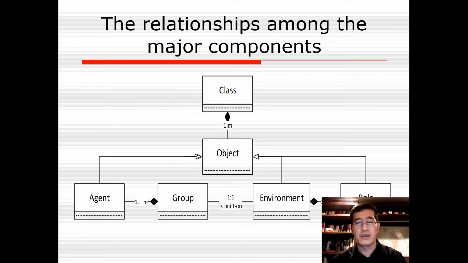We can express deeper or wider concepts in social systems. This is the relationship among the major components. You can see we have classes of objects, we have a group of agents, and also an environment of roles. That means the environment is composed of a lot of roles.